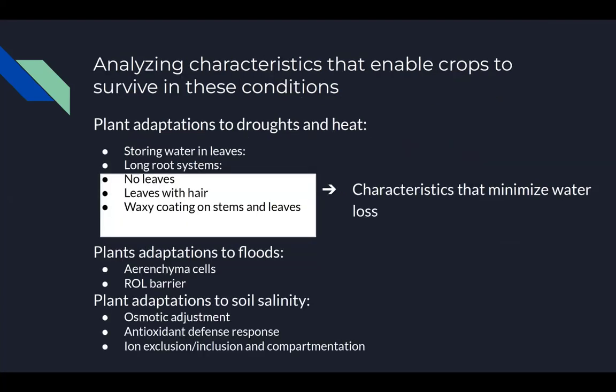So we could analyze characteristics like their adaptations to droughts and heat, to floods, and to soil salinity. Then we could choose ones that would be better adapted to survive in areas that will suffer from a specific thing. For example, if we know that there will be lots of flooding in a specific area, then we could introduce plants that have an ROL barrier or parenchyma cells to that area so that when the floods happen, the crops would be less affected.